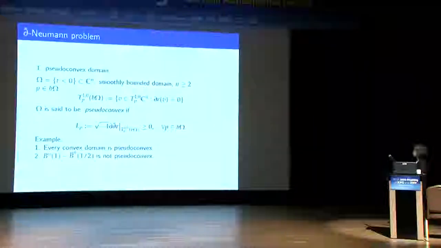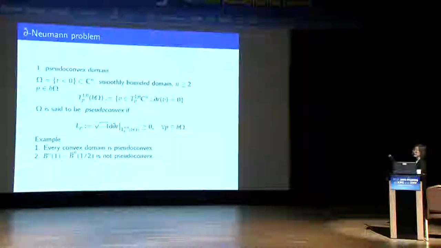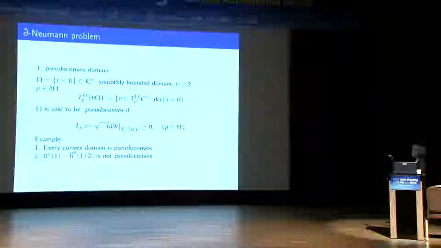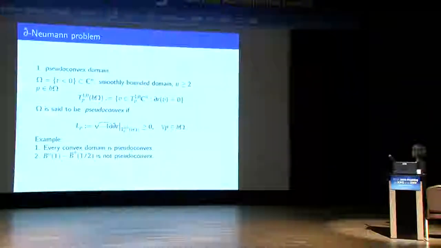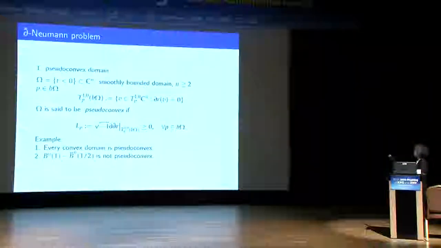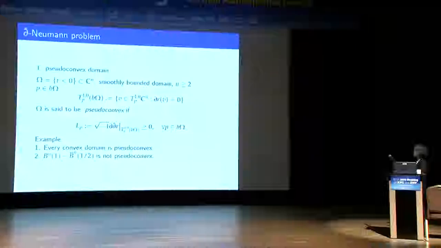To define this, first define the holomorphic tangent space. This is the (0,1) vectors that are tangent to the boundary. And then we define the Levi form like this: dd-bar r restricted to this complex tangent space, and then check whether it's positive semi-definite. If at every boundary point this is positive semi-definite, then omega is called pseudo-convex. There are some examples. Every convex domain, the real convex domain, is pseudo-convex. But not every domain is pseudo-convex. For instance, the ball with radius 1 minus the ball with radius 1/2 is not pseudo-convex.